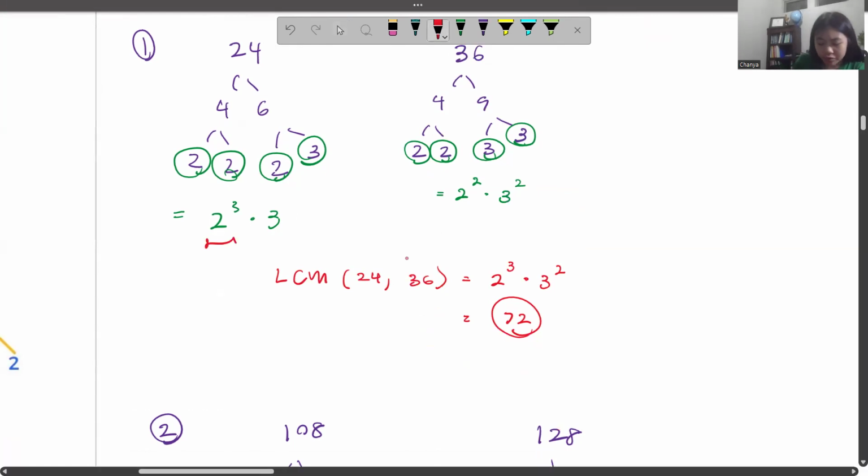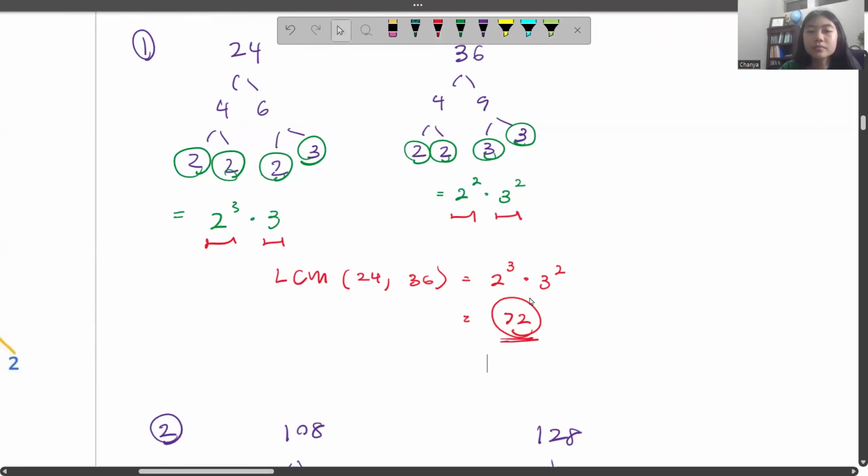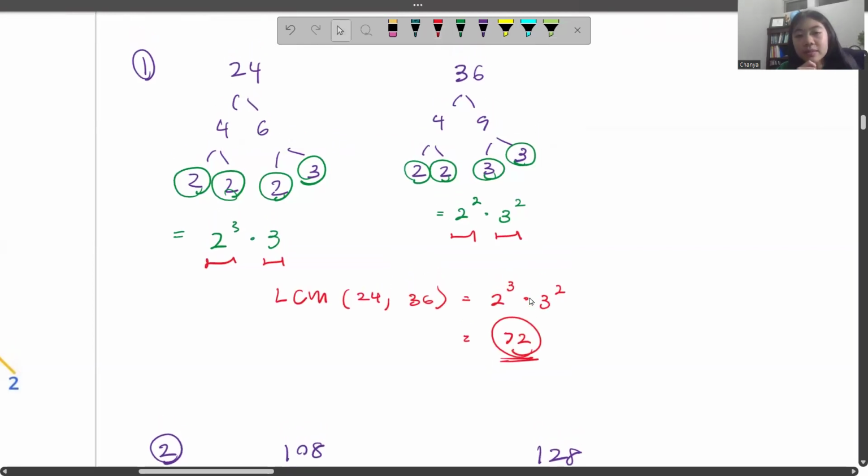So looking at the prime factor 2, the highest power of 2 that we have is 2 to the power of 3, right? And similarly, looking at 3, the highest power of 3 we have is 3 to the power of 2. So you would basically take those two high powers and multiply them together. So in this case, it's 2 cubed times 3 squared, which is equal to 72. This is the LCM of 24 and 36. I'll leave that up for a bit so you can look at it.